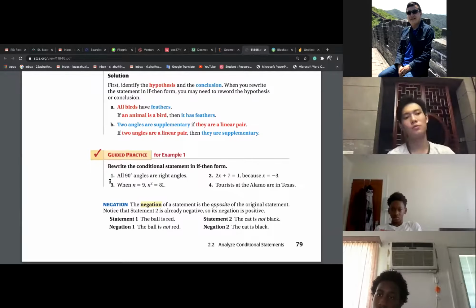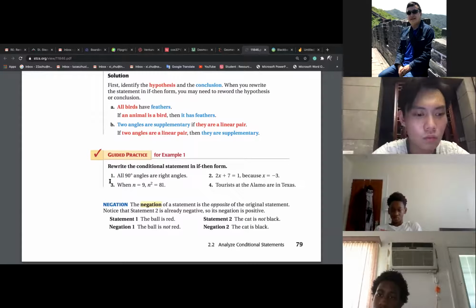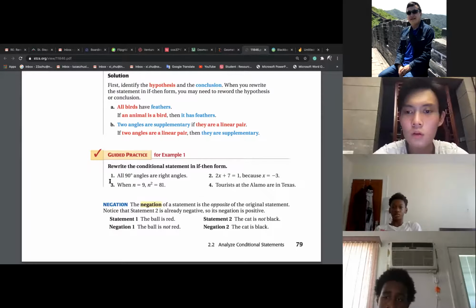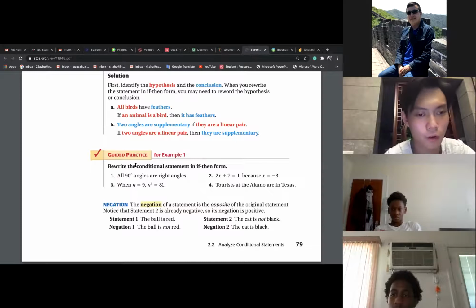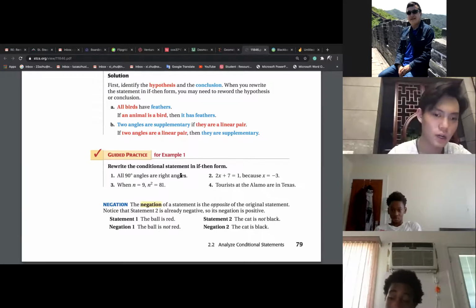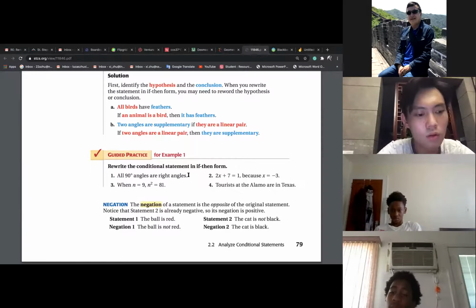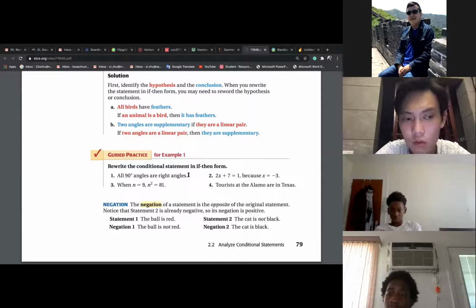Try to practice number one. Put it into a conditional statement. Rewrite the conditional statements into the if-then form. So here's the conditional statement. Now you have to put it back into an if-then form. If they're a right angle, then it's 90 degrees. If you see a right angle, then it's 90 degrees. Yep, it is. If the angle is 90 degrees, then it is a right angle, right? So, yep.